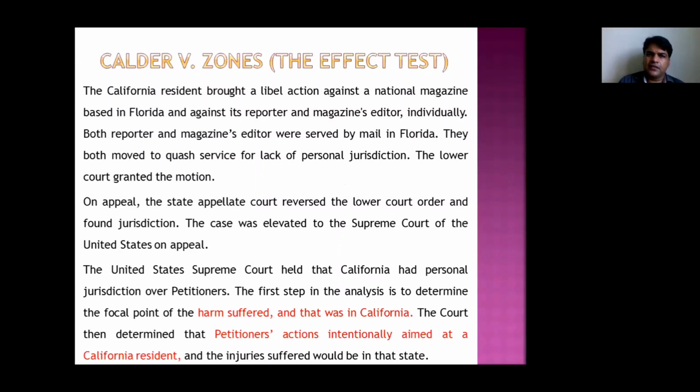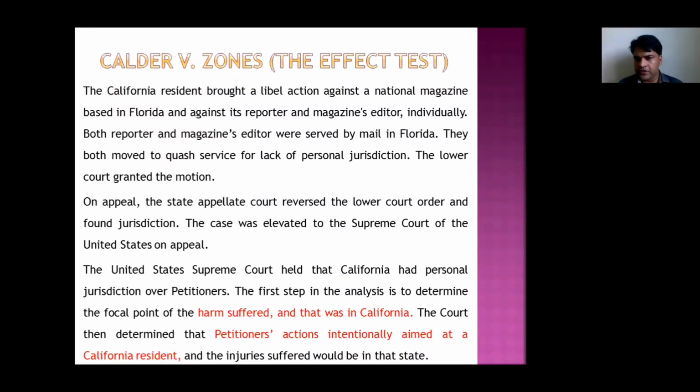Now the second case is Calder versus Jones. In this case, yet another kind of test was laid down by the US courts, and this test is now known as the effect test. Here, a California resident brought a libel suit against a national magazine situated in Florida. The defendant argued before the court that it lacked jurisdiction, and the lower court rejected the case on the ground that it did not have jurisdiction. When the appeal was filed, the appellate court reversed the order of the lower court and said that the court has jurisdiction.